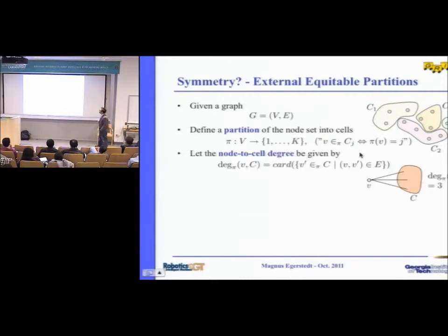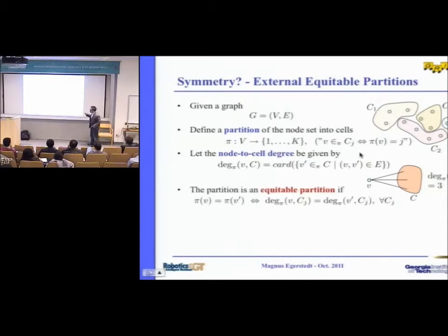Now I can define what's called the node to cell degree. So the node to cell degree is the number of neighbors that this guy has in this cell. Well, using this node to cell degree, I can actually build a very particular kind of partition known as an equitable partition. And an equitable partition is such that everyone in the same cell has the same number of neighbors in adjacent cells. We don't have to have the same neighbors, but the same number of neighbors.